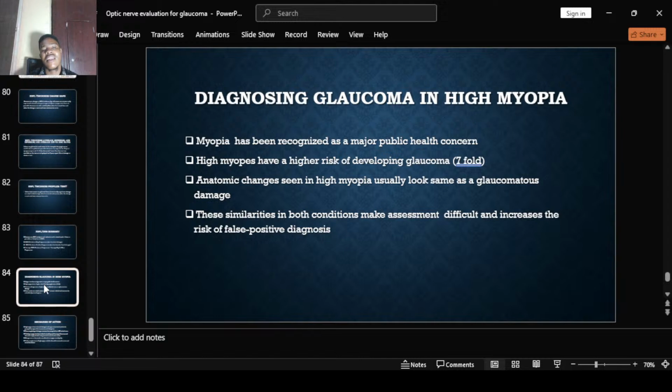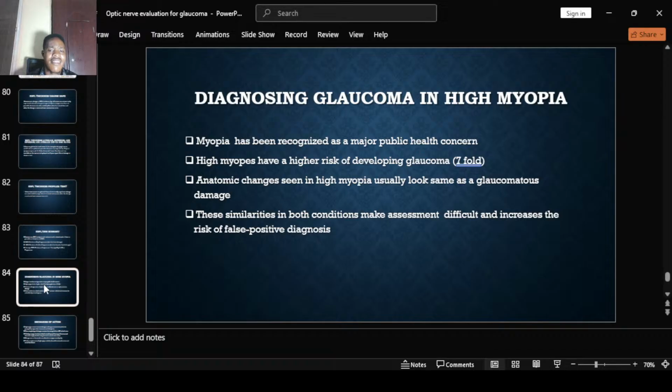Now, finally, let's look at diagnosing glaucoma in high myopes. So I'm just going to introduce this concept. Then in a subsequent series, I'll be spending more time on glaucoma and myopia. But this is just a rough overview on it.